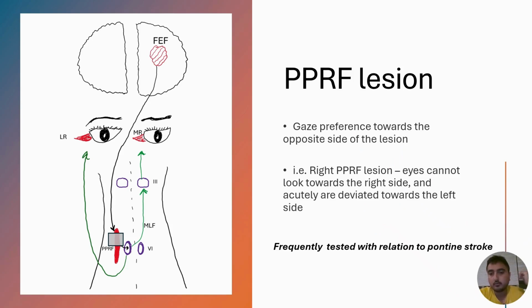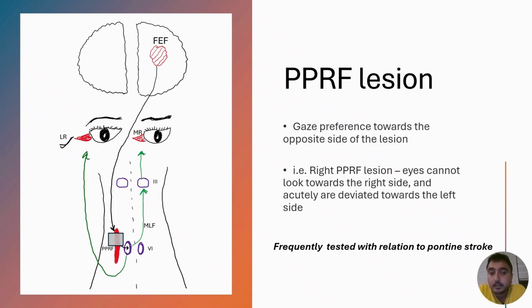Now, if we have a lesion in the paramedian pontine reticular formation, there will be gaze preference towards the opposite side of the lesion because the PPRF of the right side is trying to stimulate the lateral rectus of the right side itself. So it is trying to look towards the side that it is located in. Right PPRF wants to look towards the right side. Left PPRF wants to look towards the left side. So if we have a right PPRF lesion, we won't be able to see towards the right side. So the gaze will be shifted towards the left side.